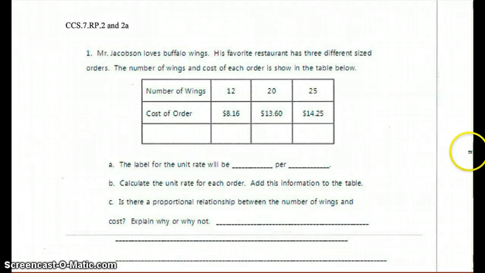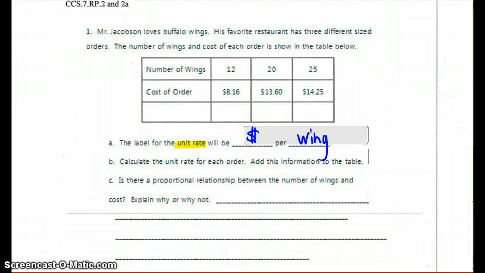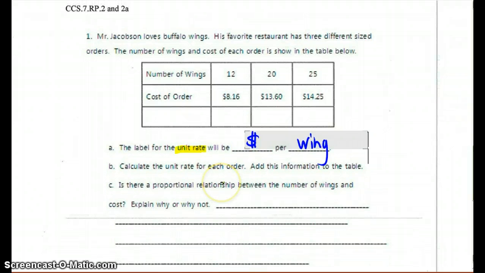Here, Mr. Jacobson loves buffalo wings. That's his order. So we're going to calculate the unit rate. Well, first of all, I want to calculate my unit rate by the number of dollars per wing. Yum, I love buffalo wings. And we're going to calculate the unit rate for each of their orders. So I'm going to do a division for each one, dividing dollars over the number of wings.